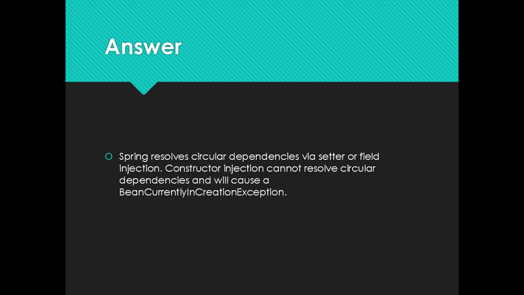Question 8. How does Spring handle circular dependencies between beans? Answer: Spring resolves circular dependencies using setter or field injection. If 2 beans depend on each other, Spring will break the circular reference using these methods. Constructor injection, however, cannot resolve circular dependencies and will result in an error.